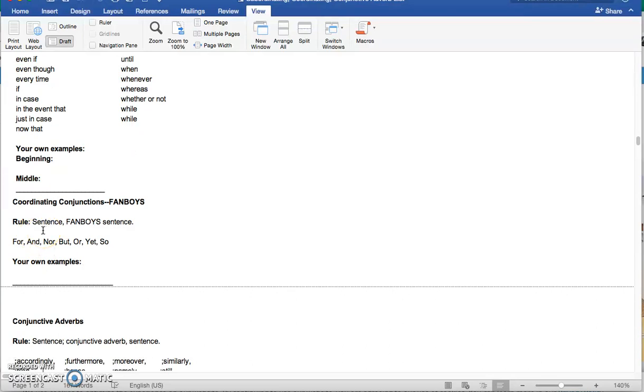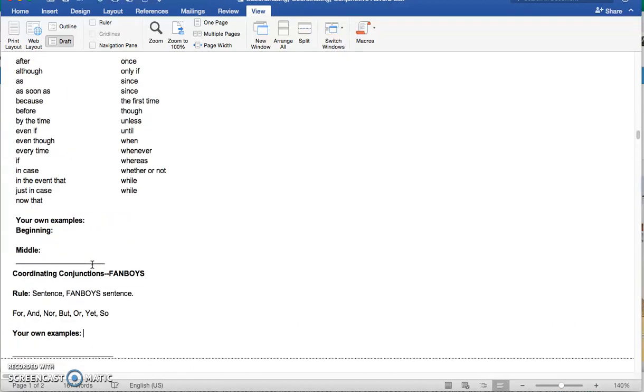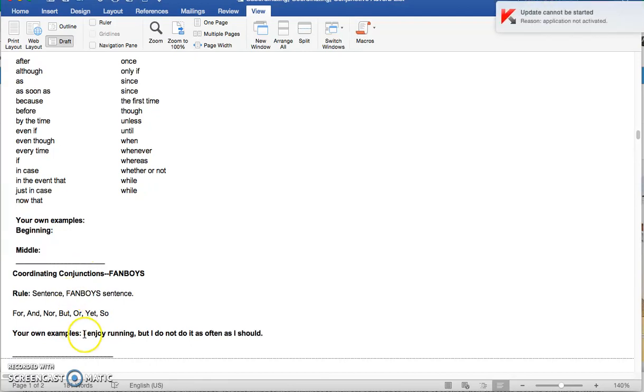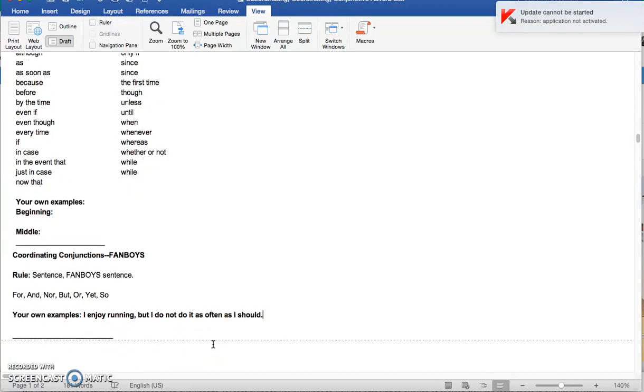The way those work, I have a sentence followed by a comma, a fanboy, and then another sentence. And so it's sentence, comma, fanboy, followed by another sentence. Maybe your own example would be, I enjoy running, but I do not do it as often as I should. So I have sentence, comma, conjunction, followed by another sentence.